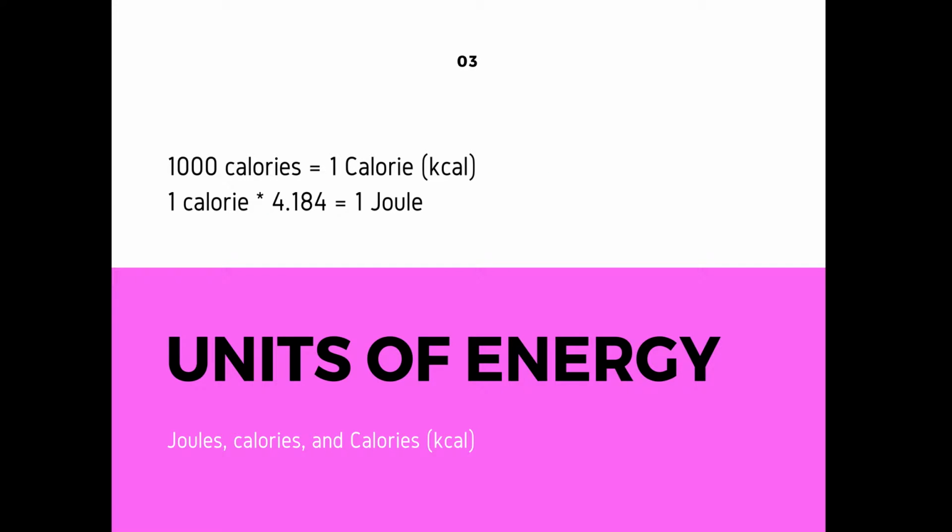Units of energy include calories, kilocalories, and joules. 1,000 calories equals 1 kilocalorie, and 1 calorie is also equal to 4.184 joules.